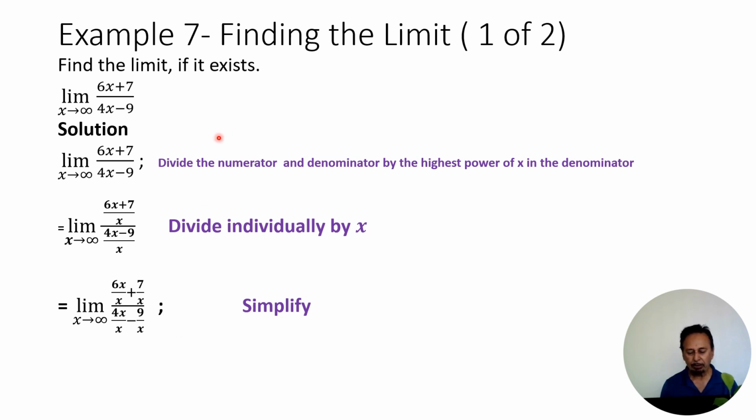So we have example 7 now. We're going to find the limit of 6x plus 7 over 4x minus 9, as x approaches infinity. If we substitute infinity for x, it becomes infinity over infinity, so we skip that step. We divide the numerator and denominator by the highest power of x in the denominator, and the highest power is x. So we have now 6x plus 7 over x and 4x minus 9 over x. Simplify, we divide individually in the top, so it becomes 6x over x plus 7 over x, and 4x over x minus 9 over x. Now we simplify.